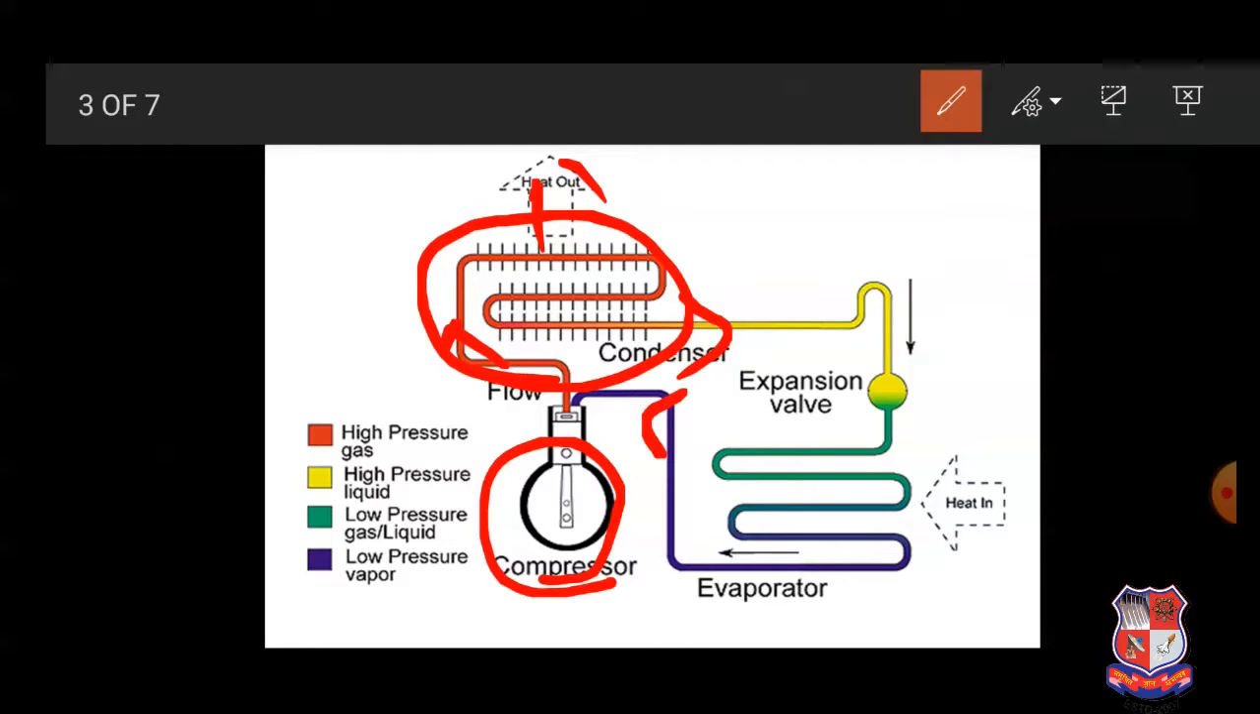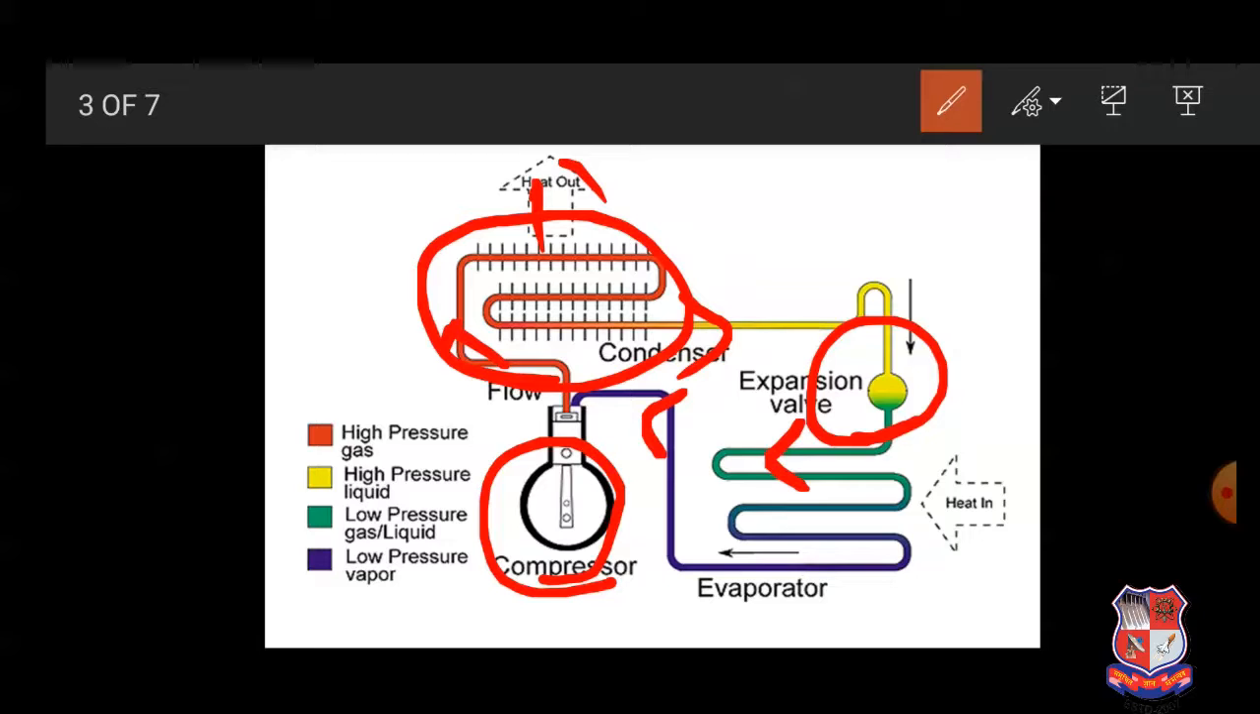The expansion valve is also called a refrigerant control valve, or we can say a throttle valve. The expansion valve reduces the pressure of the refrigerant coming from the condenser. So after the expansion valve, we get low pressure, low temperature liquid refrigerant which is supplied to the evaporator.